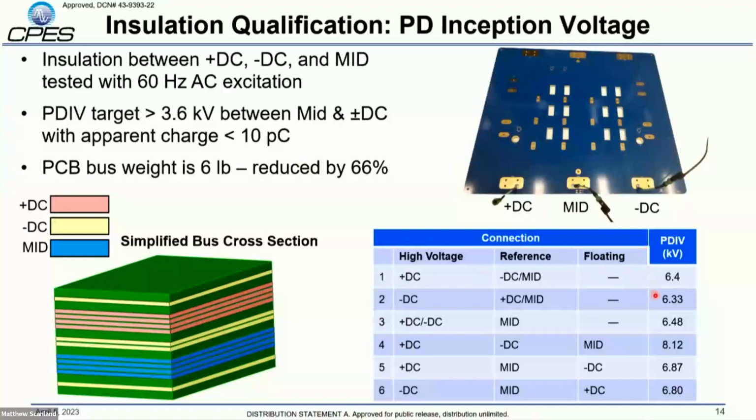So with this measuring between each layer, the PDIV was about 6 kV, which is more than 2 times what we're going to have on there. So with this, we were able to verify again that this PCB-based design is functional.